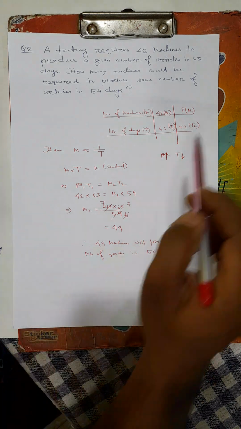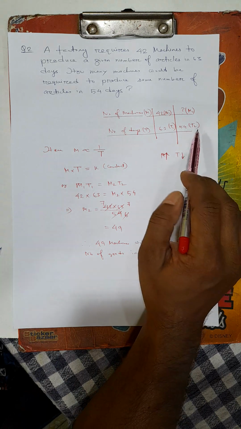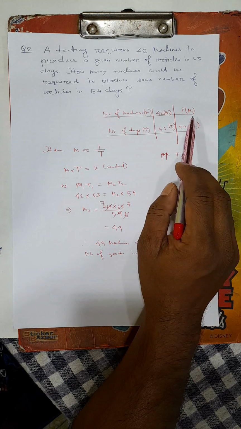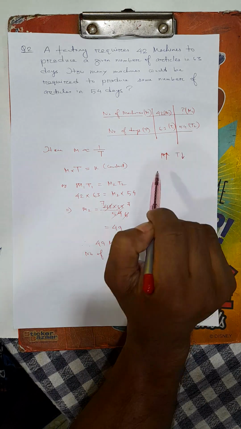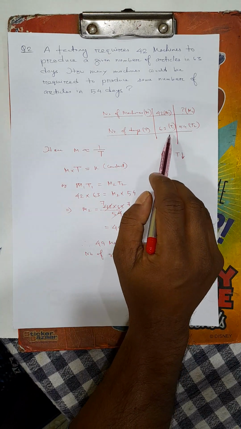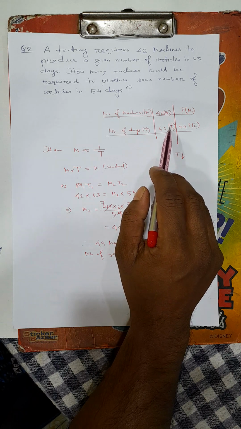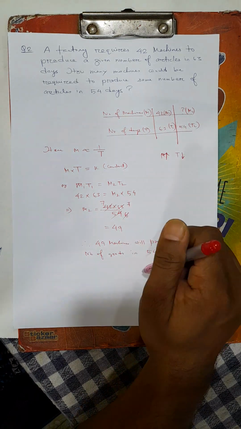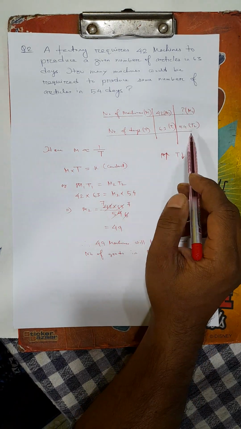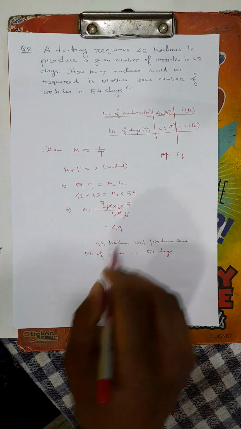Right? Since number of goods is same, so we have to deploy more number of machines to produce same number of goods in less time, 54 days. Earlier, same number of goods were produced in 63 days by 42 machines. Now 49 machines will be required to produce the same number of goods in 54 days. Right? This is the answer.